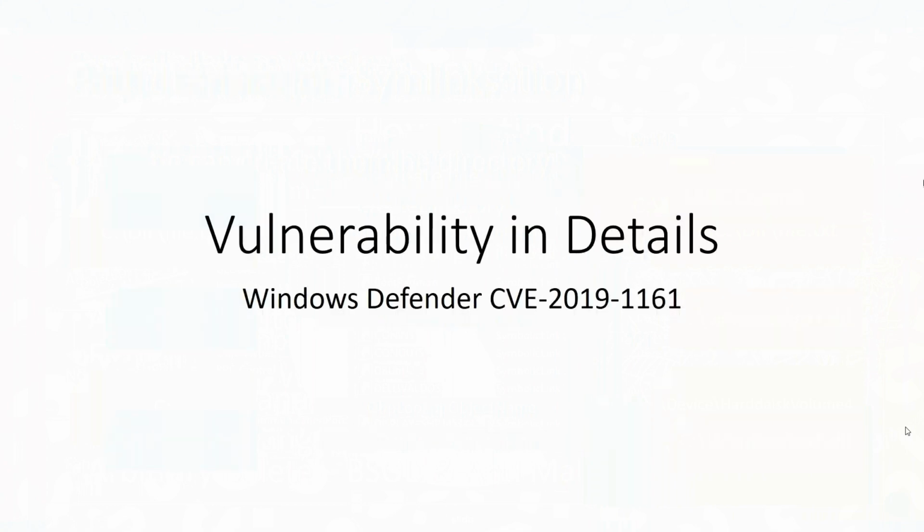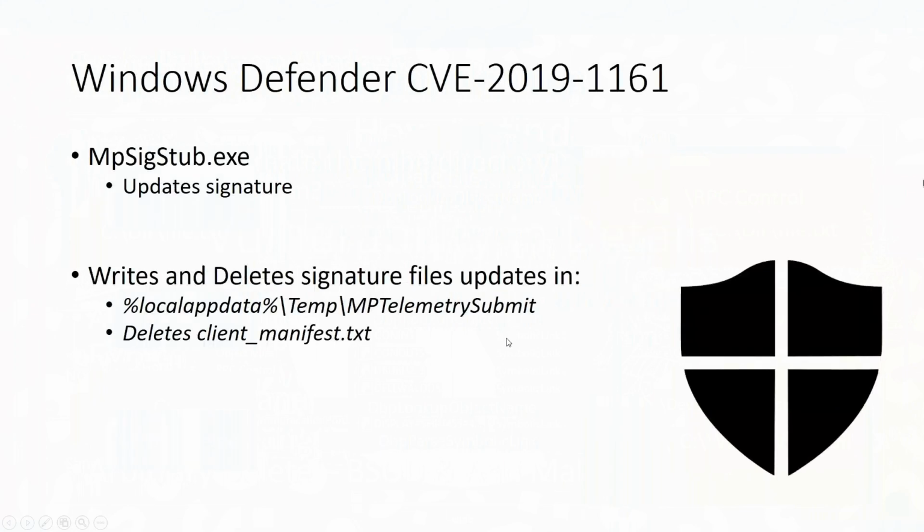Now, let's go through a real example. This bug is in Windows Defender and in the way it updates signatures. As you all know, Windows Defender runs in the privilege level of NT AUTHORITY\SYSTEM. It must do it in order to carry out its duties as an anti-malware solution.